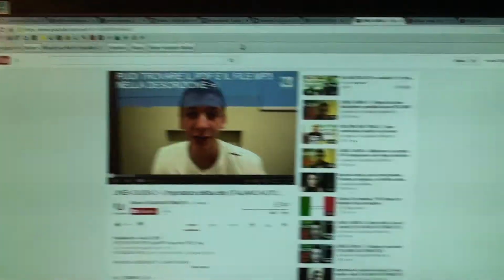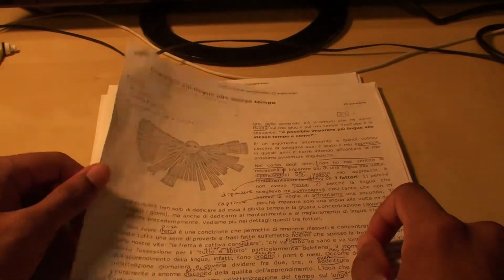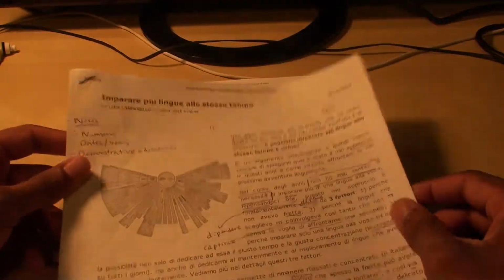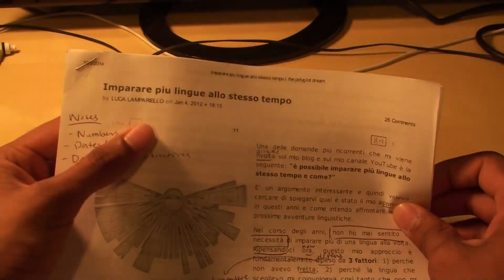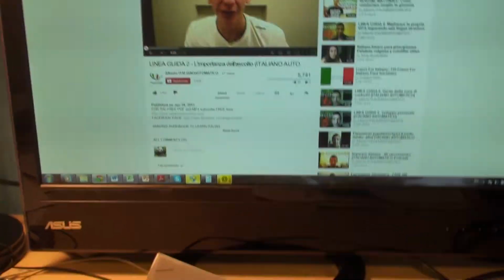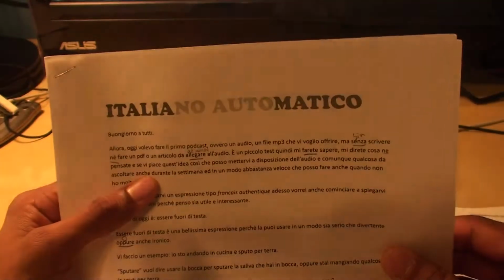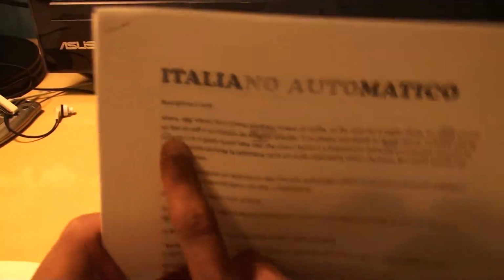And then eventually I moved on to reading. What I did was I wanted natural speech. I didn't want newspaper speech like in articles yet. So I took articles from Luca Lampariello's blog. So these are articles from his blog. I also downloaded PDFs because Alberto here has transcripts of whatever he says in his videos. So this is just a transcript. So I'd go through, right?